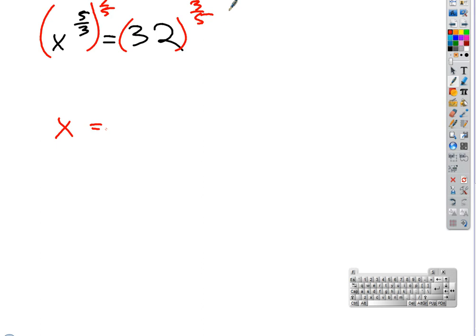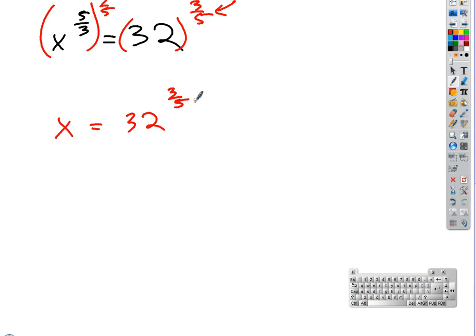Now look, the denominator is odd, so I'm taking an odd root. It's the bottom of the fraction that tells me what kind of root I'm taking. It's an odd root. Do I need a plus or minus? No, I don't. So that's just equal to 32 to the 3/5, which you can put into any calculator. We don't really need to in this case, but you can.